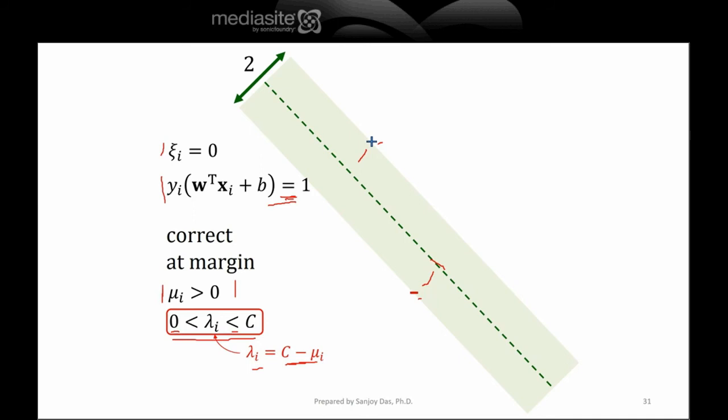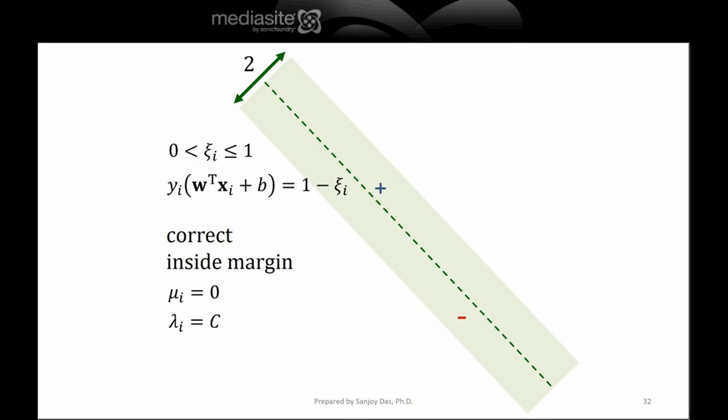And these points can be used to find the bias because we have this equality constraint, whence we can multiply both sides by yi, giving rise to w transpose xi plus b equals yi, and we can solve this equation to find the bias.